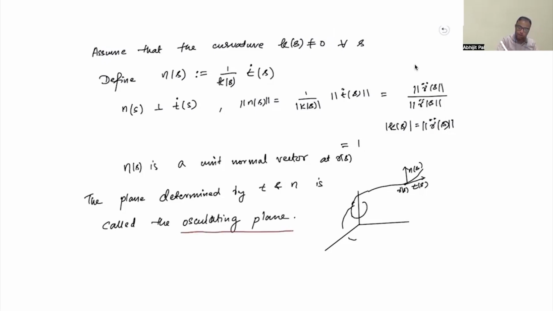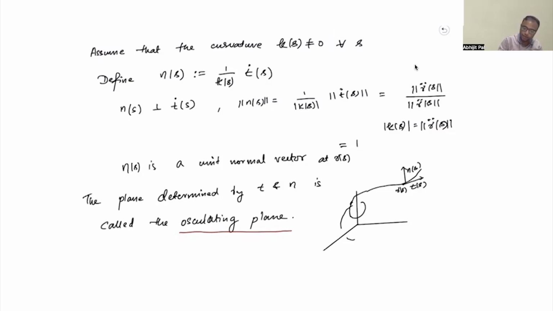Yeah. So this is called the oscillating plane. Okay. So now let me define what you mean by binormal vector. So let us take B to be equal to the vector product of the tangent vector with the normal vector. Okay. So we take this thing.